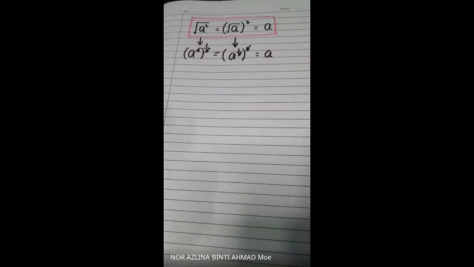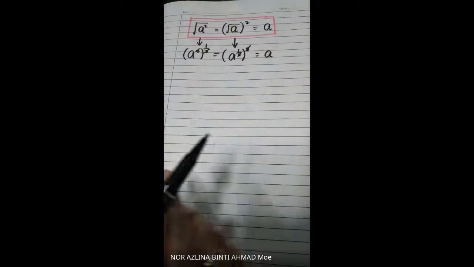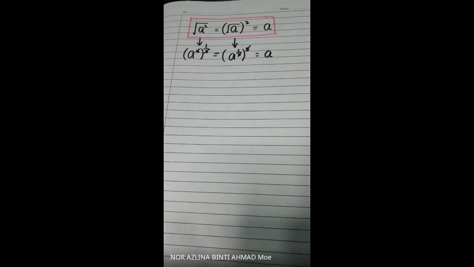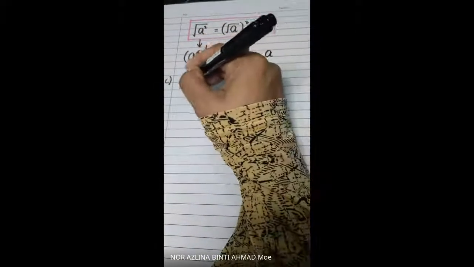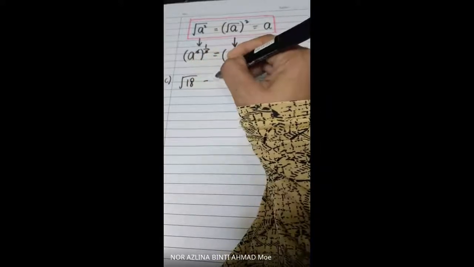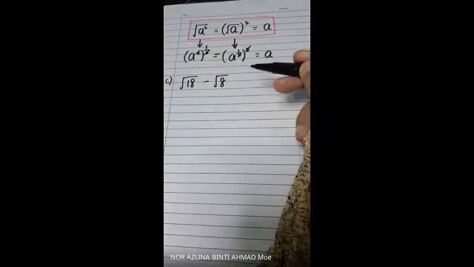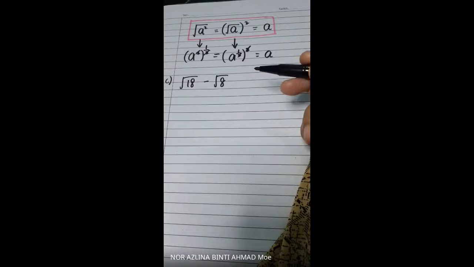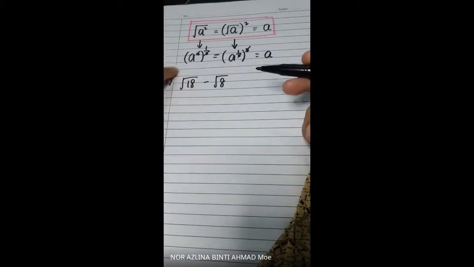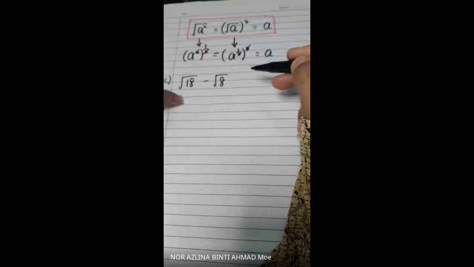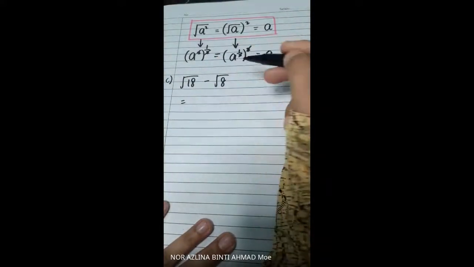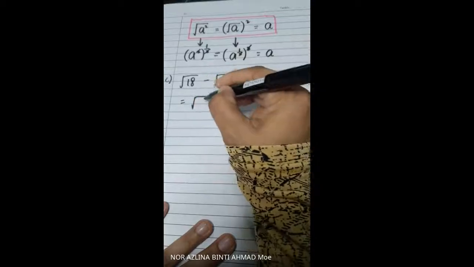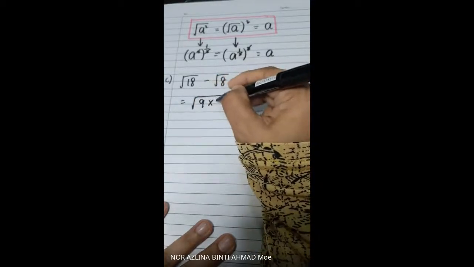Okay, next. C. Example 11C. Square root 18 minus square root 8. Okay. You need to simplify the square root, the root. Now, 18. You can get 18 from 9 multiply 2.